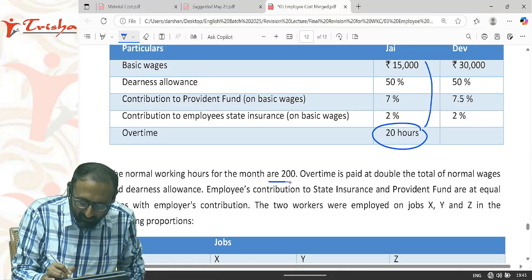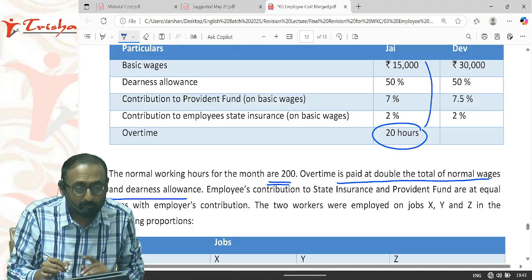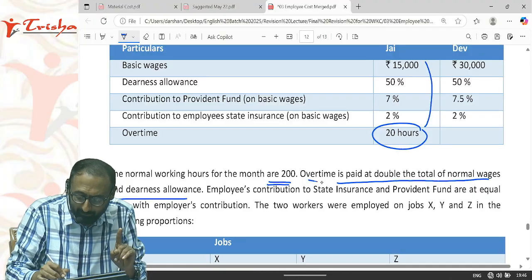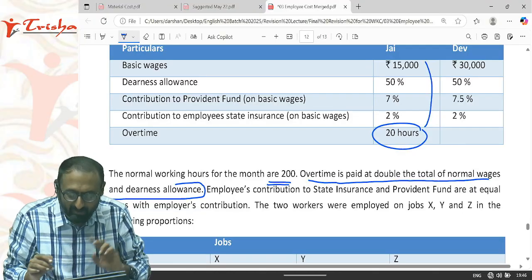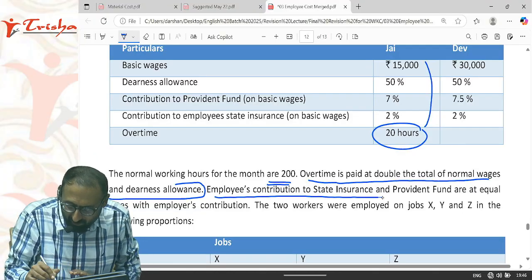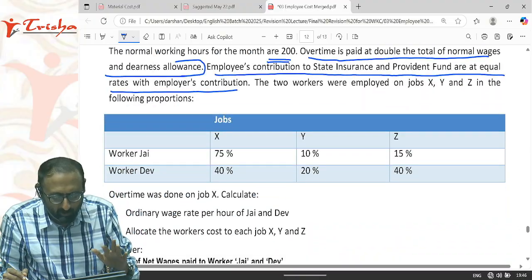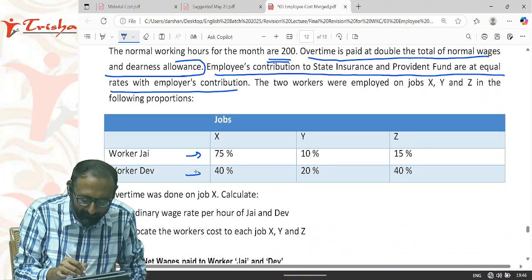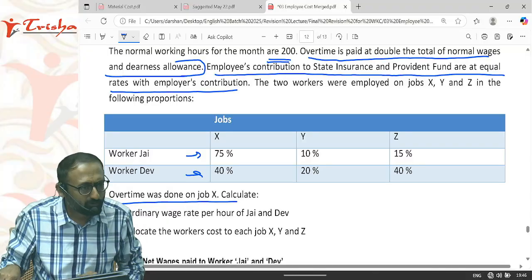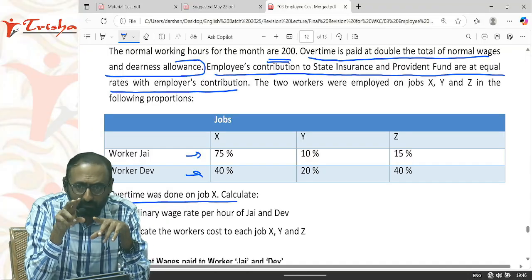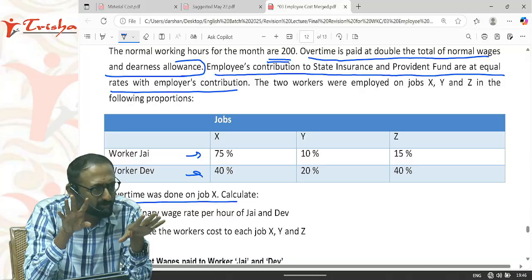Normal working hours per month are 200. Overtime is paid at double the normal wages and dearness allowance. Employees' contribution to state insurance and provident fund are equal to the employer's contribution. Two workers are employed on jobs X, Y and Z, and the percentage is given. Overtime was done on job number X. Sir, if overtime is done on job number X, what will be the treatment? If overtime is done on a specific job, then the entire premium will be recovered from that job. Yes or no?